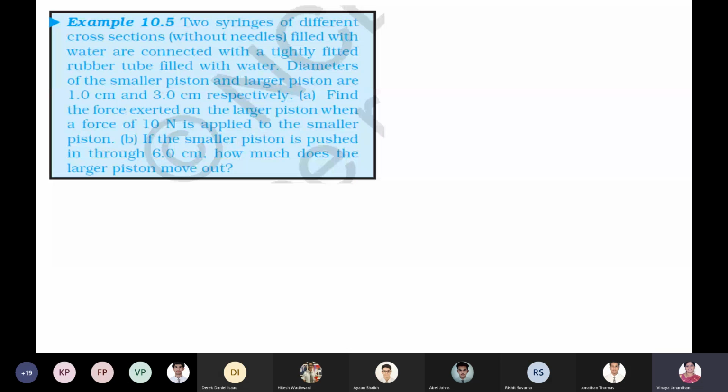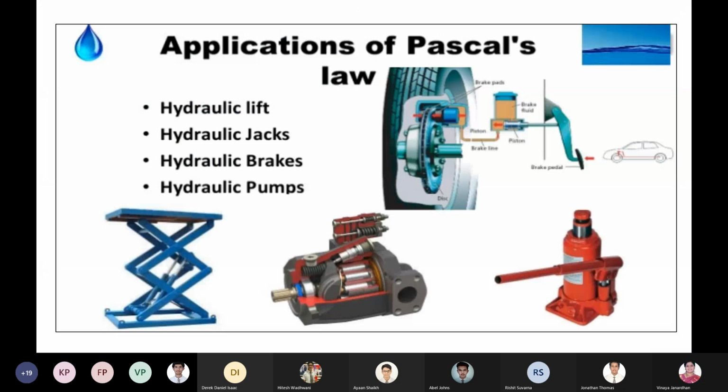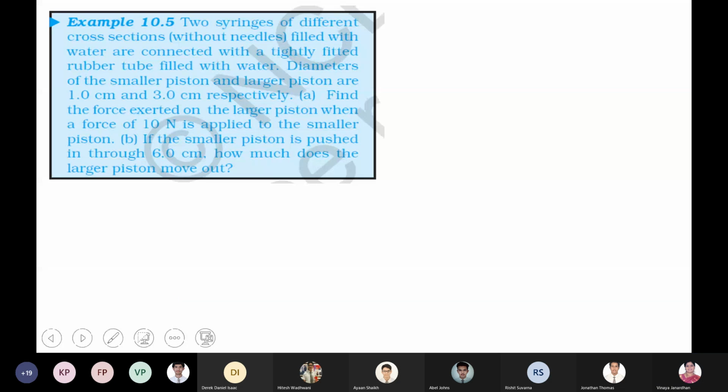Syringes of different cross sections, without needles, filled with water, are connected with a tightly fitted rubber tube filled with water. So you can have two piston-like arrangements, a cylinder-piston arrangement, one a thinner one, the other a thicker one. Just have a rough diagram, boys. When you solve your numericals, you need to have a diagram.